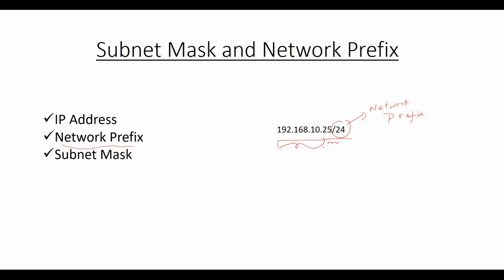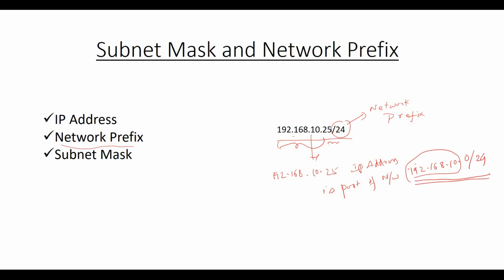So this means the IP address 192.168.10.25 is part of the network 192.168.10.0/24. Here the network will be represented like this. So this is the IP address for this network, and we'll say 192.168.10.25 is part of this network. Here the subnet mask is, for 3 octets, we need to mention 255.255.255.0.